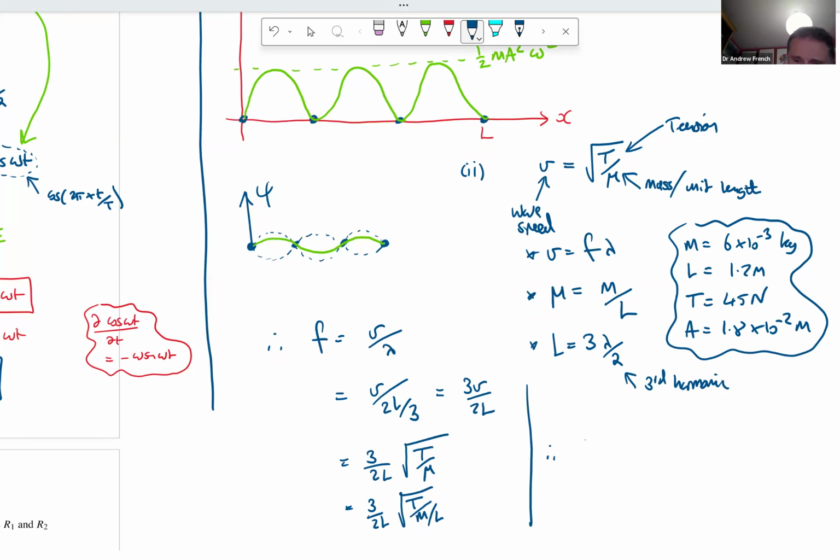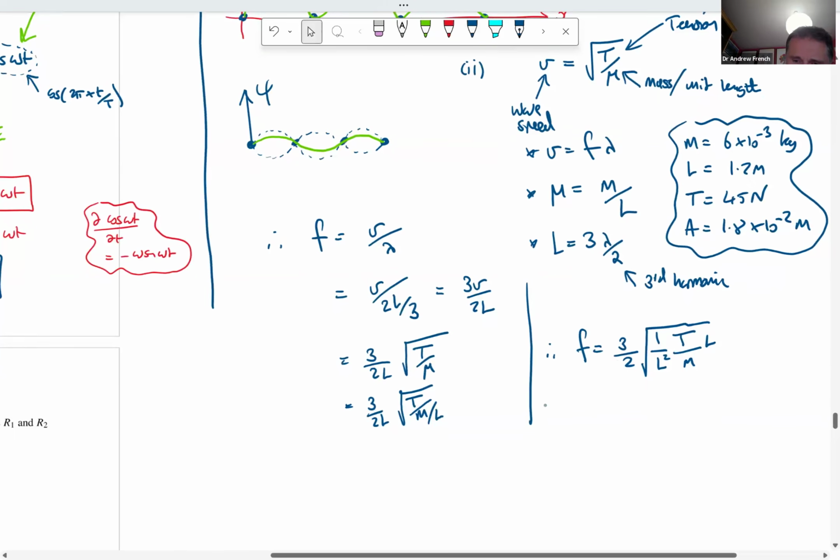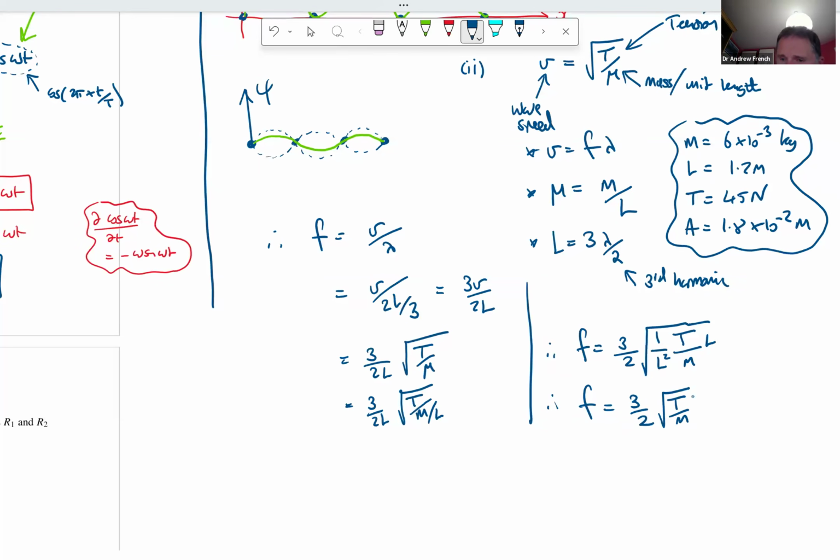So therefore, we've got the frequency is 3 over 2, 1 over L. I might put that into the square root, so 1 over L squared, and I've got T divided by M. And I've got an L here as well. It was a 1 over L. And that should be a nice way of writing it out. So 3 over 2, what have I got? Square root tension over the mass, and I've got L downstairs. Does that equal what I had last time? I'm just going to check my notes. Yeah, 3 over 2 root T on ML.